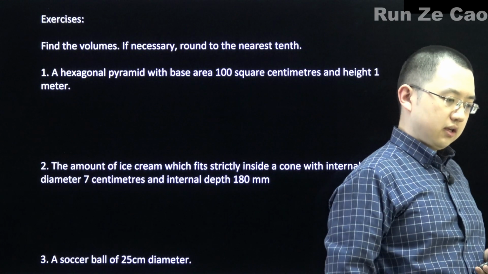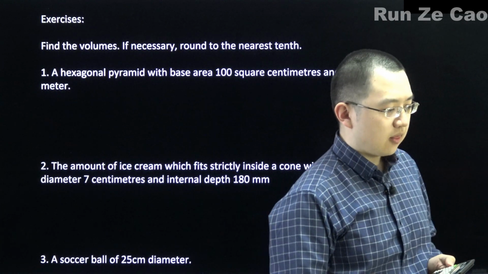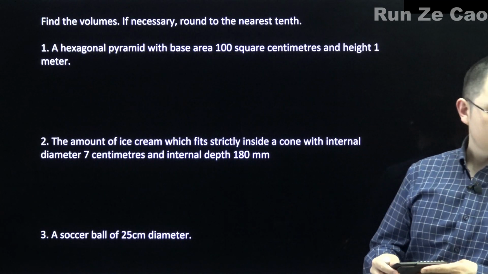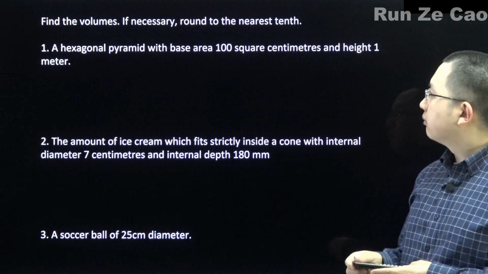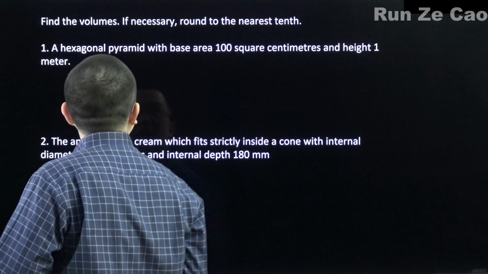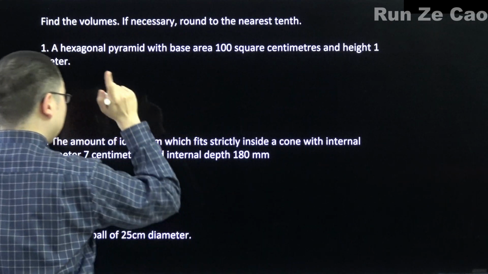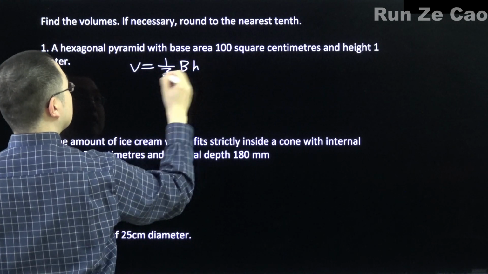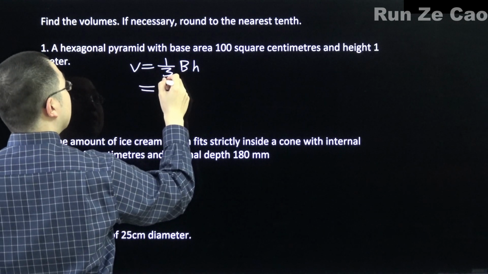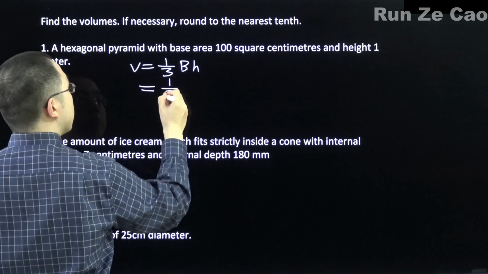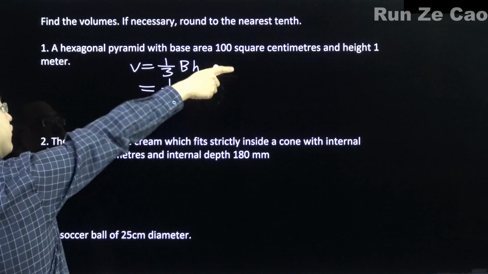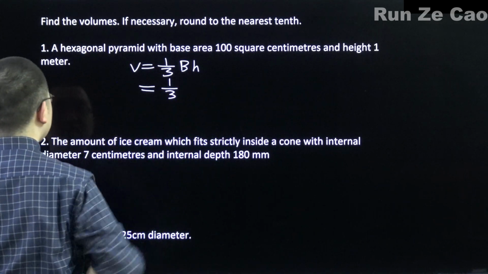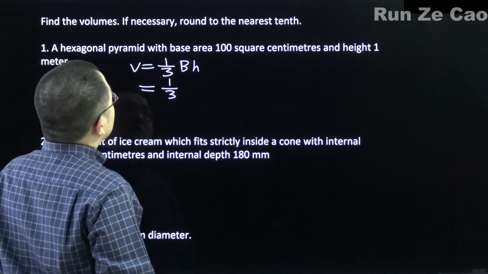Alright, find the volumes here, if necessary, round to the nearest tenth. So 1. A hexagonal pyramid with base area 100 square centimeters and height 1 meter. A hexagonal pyramid with a base area we're given. Okay, that makes our lives easier. V equals 1/3 base times height. We have a problem here. We have different units. Be careful when you're doing questions, that sometimes they'll give you different units just to mess with you. So round to the nearest tenth.